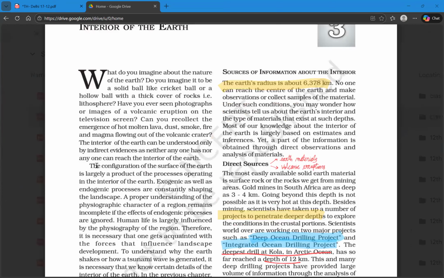The configuration of the surface of the earth is largely a product of processes operating in the interior of the earth. So what are the processes operating in the interior of the earth called? They are called endogenic. And if the processes are happening outside the interior of the earth, they are called exogenic. Exogenic as well as endogenic processes are constantly shaping the landscape.